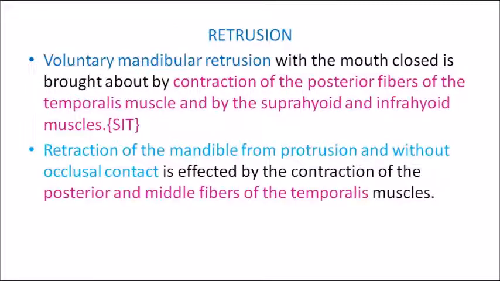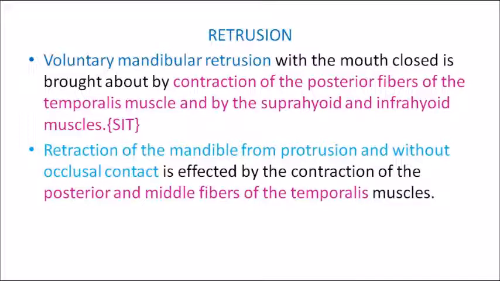Now the third type of movement is mandibular retrusion. This mandibular retrusion can be either voluntary, or the retraction of the mandible from a protruded position. So there are two types of retrusive movements. The voluntary retrusion is brought about by suprahyoid muscles, infrahyoid muscles as well as the posterior fibers of the temporalis muscle. So retrusion is made possible by suprahyoid, infrahyoid and the posterior fibers of your temporalis muscle.